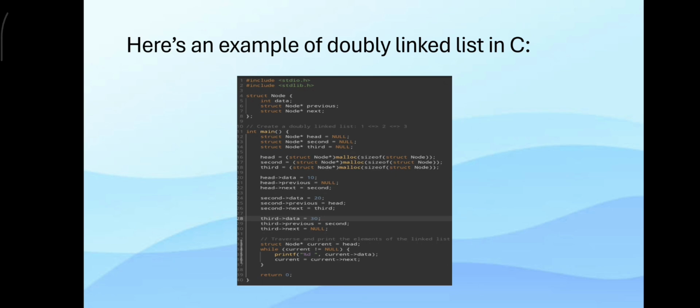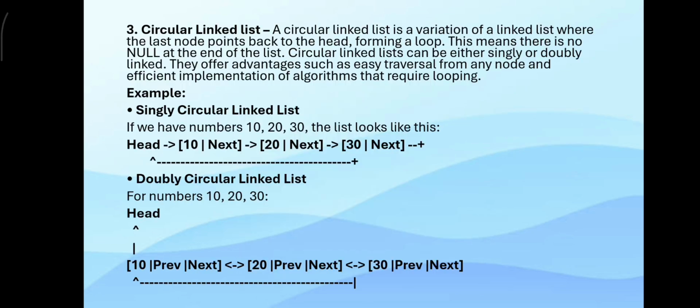The next type is the circular linked list. A circular linked list is a variation of a linked list where the last node points back to the head, forming a loop. This means there is no null at the end of the list. Circular linked lists can be either singly or doubly linked. They offer advantages such as easy traversal from any node and efficient implementation of algorithms that require looping.